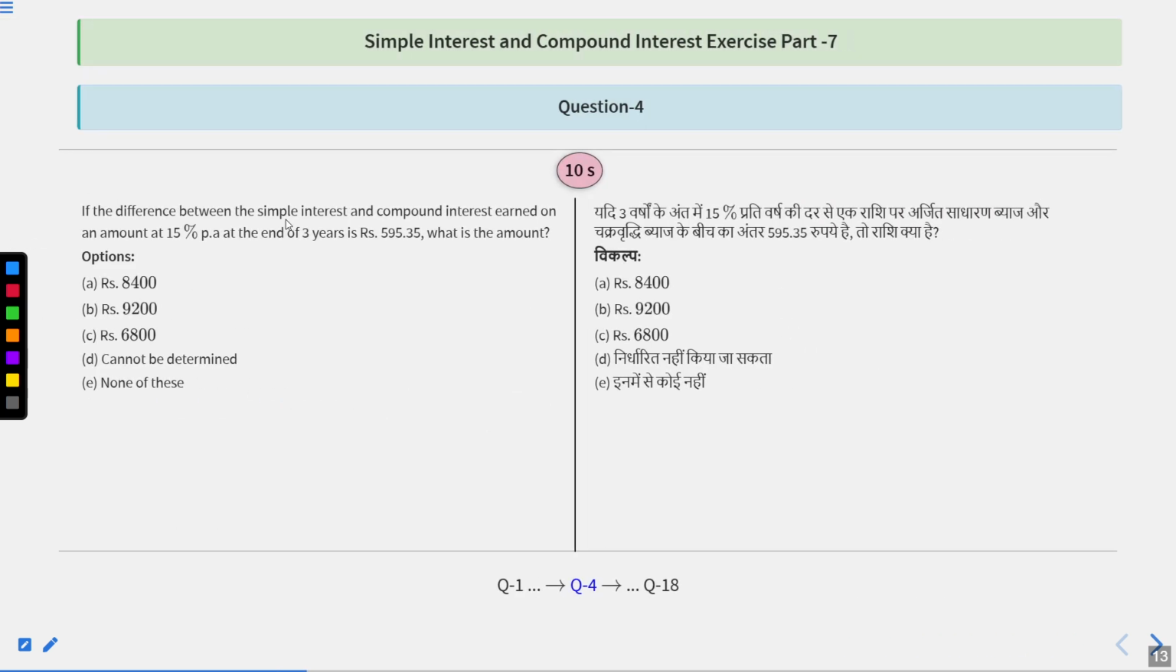If the difference between simple interest and compound interest earned on an amount at 15% per annum at the end of 3 years is 595.35 rupees, what is the amount? You have 5 options and 10 seconds to analyze the question. Your time starts now.